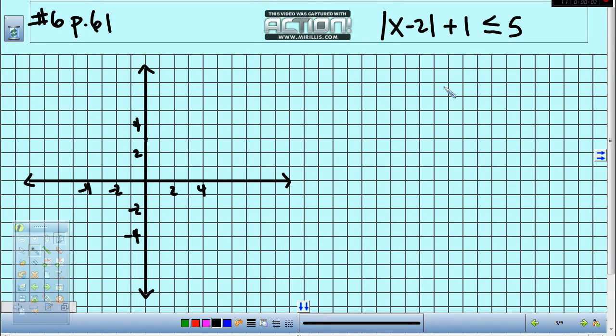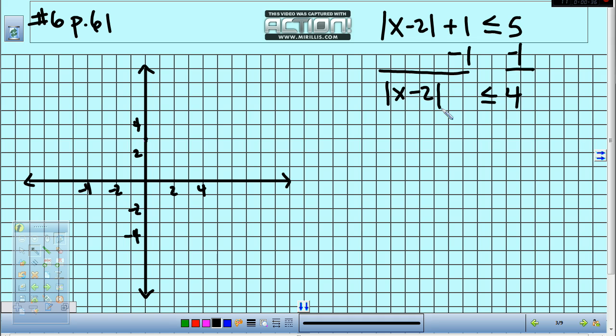Okay, this is problem number 6 from page 61 in your textbooks. I'm going to solve the function algebraically and graphically. First I'm going to solve this algebraically. What I need to do is isolate the absolute value, so I'm going to subtract 1 on both sides of the inequality. That leaves the absolute value of x minus 2 is less than or equal to 4.